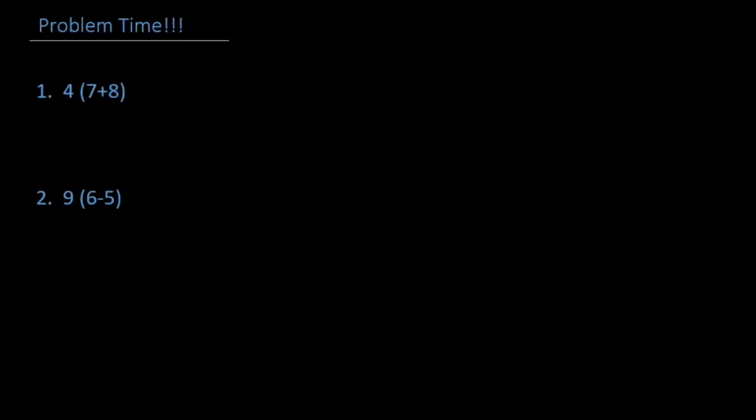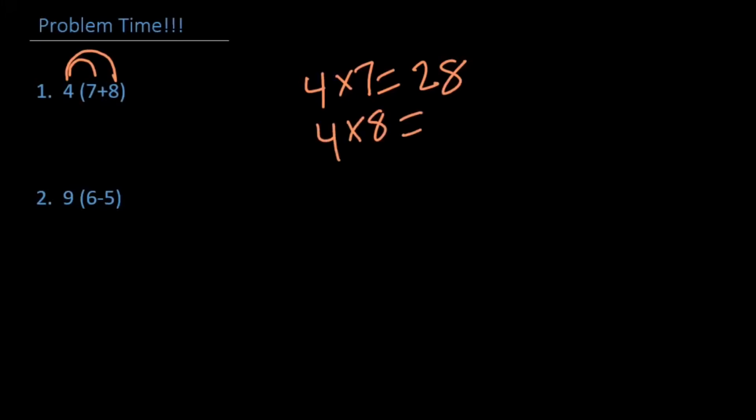So I'm assuming that you tried these problems out and you got an answer. So now let's check if the answer you got is right or wrong. We distribute 4 to 7 first. Remember, it's addition. So we distribute 4 to 7. 4 times 7 is equal to 28. Next, we distribute 4 to 8. 4 times 8 is equal to 32.